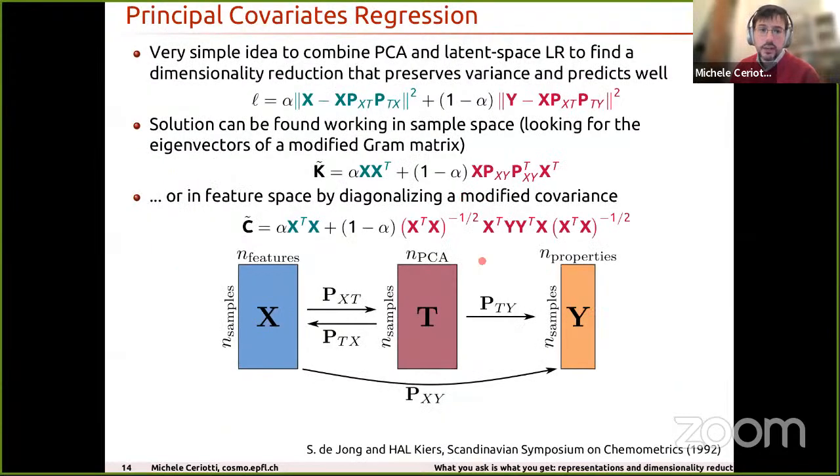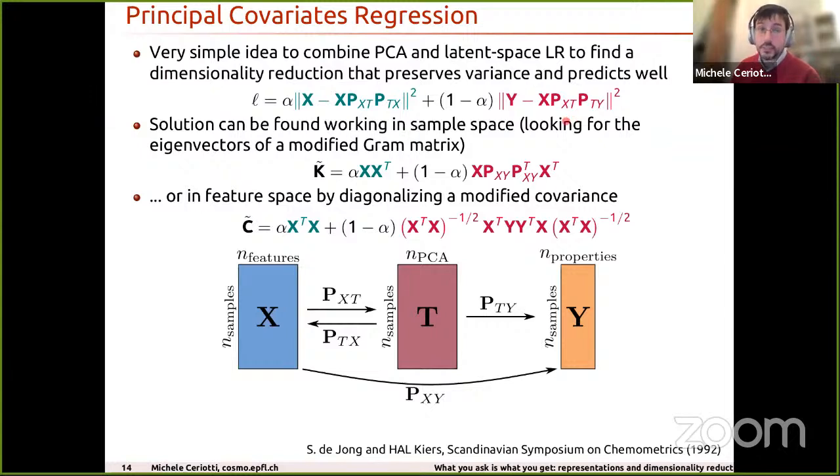And so it turns out that actually back in 1992, if you look hard enough, you can find a lot of this idea already implemented. People had introduced this principal covariate regression method that quite literally combines a PCA loss, in which you're trying to find a low-dimensional projection of your feature matrix that preserves as much as possible the information content in it, basically measured in terms of covariance. So this is really a PCA loss. And this is mixed with a linear regression loss that acts on the latent space.